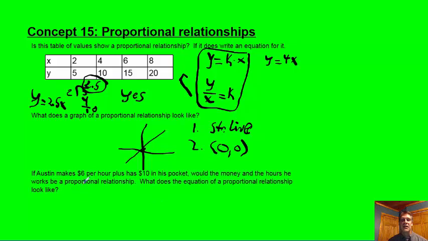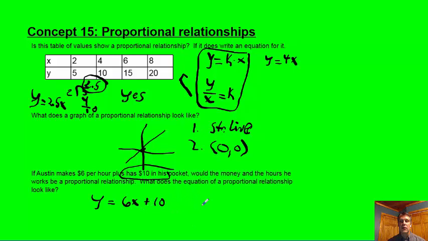All right, let's look at the next one. If Austin has $6 per hour plus $10 in his pocket, would the money and the hours be proportional? And what does the equation of a proportional look like? $6 plus 10 in his pocket, this isn't going to be proportional, because you cannot have anything added on. So the equation would look like this. He gets $6 every hour, plus he's got $10 in his pocket. This is not proportional.